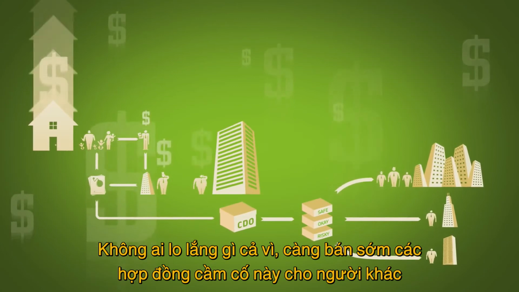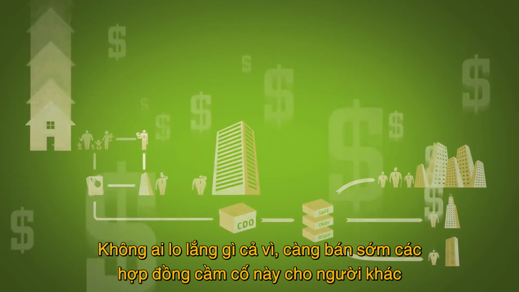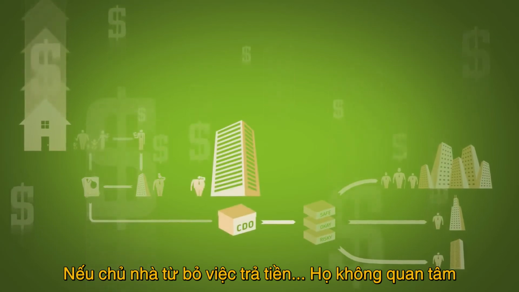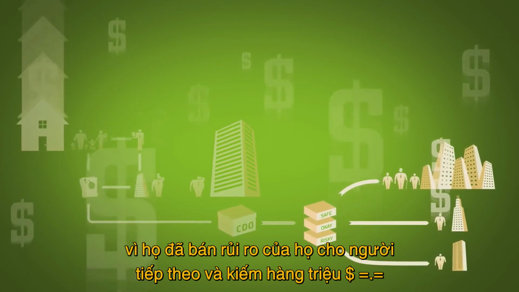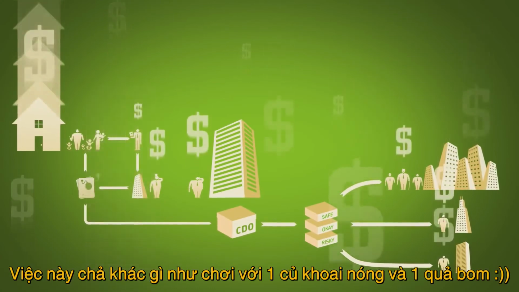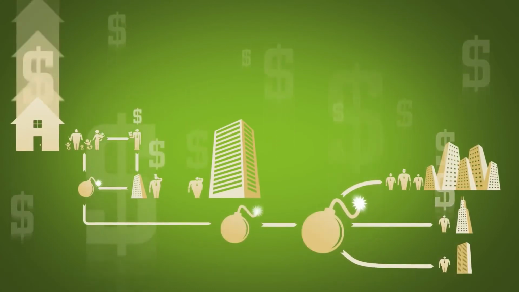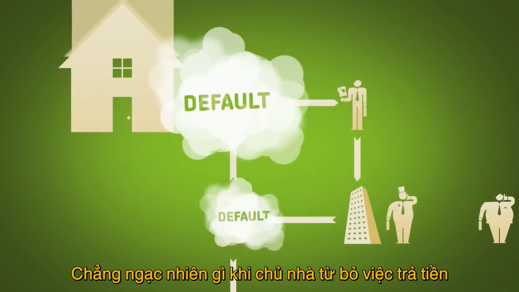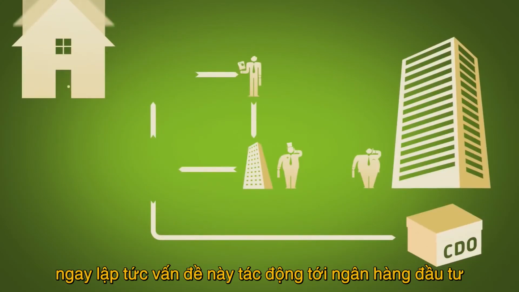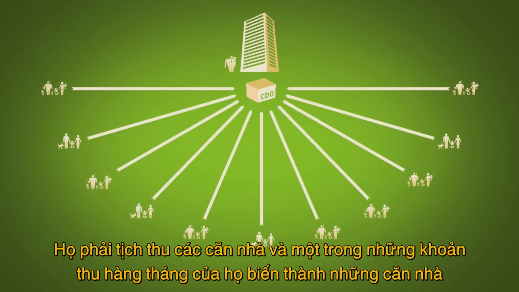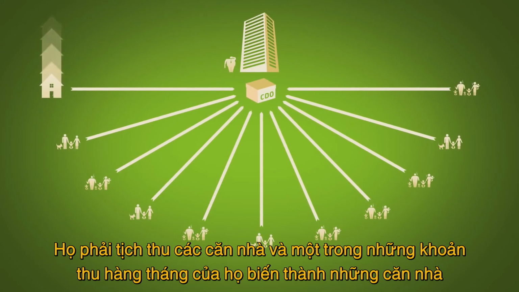No one was worried because as soon as they sold the mortgage to the next guy, it was his problem. If the homeowners were to default, they didn't care. They were selling off their risk to the next guy and making millions, like playing hot potato with a time bomb. Not surprisingly, the homeowners default on their mortgage, which at this moment is owned by the banker. This means he forecloses and one of his monthly payments turns into a house.